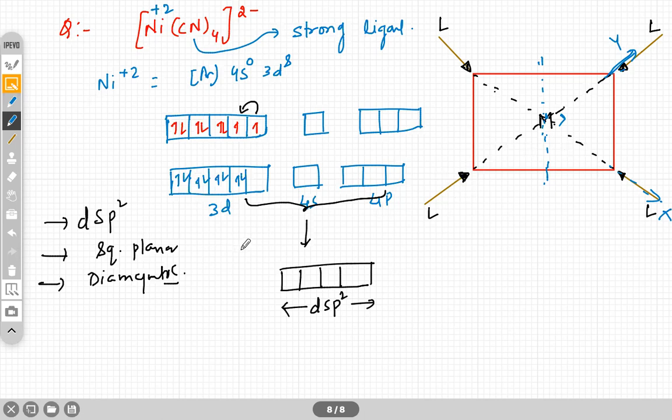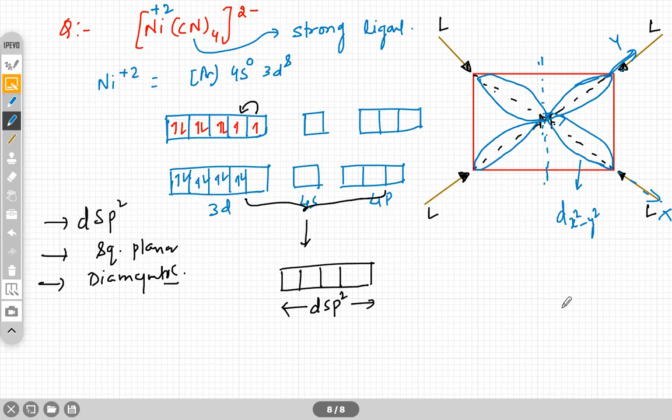So obviously we know the dx square minus y square orbitals are along this axis. These are the axial orbitals, present along this axis. Which orbital is this? dx square minus y square, is it? All these things I have discussed in chemical bonding already. Right. So this orbital is dx square minus y square. That's why in this square planar complex, the orbital that is involved is dx square minus y square, because the ligand is approaching head on to this orbital. Did you get this? Yes, sir.